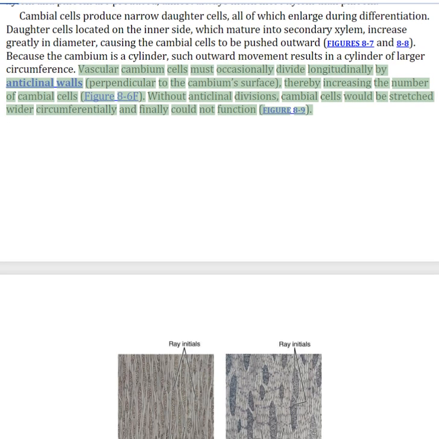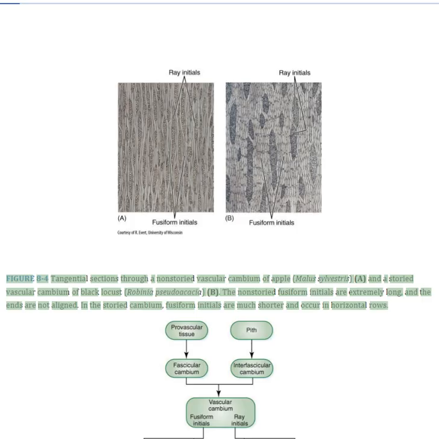Vascular cambium cells must occasionally divide longitudinally by anticlinal walls, thereby increasing the number of cambial cells. Without anticlinal divisions, cambial cells would be stretched wider circumferentially and finally could not function. Figure 8.4: tangential sections through a non-storied vascular cambium of apple and a storied vascular cambium of black locust. The non-storied fusiform initials are extremely long, and the ends are not aligned. In the storied cambium, fusiform initials are much shorter and occur in horizontal rows.